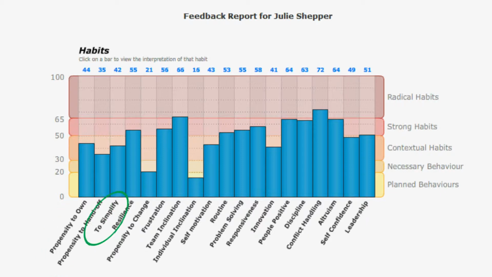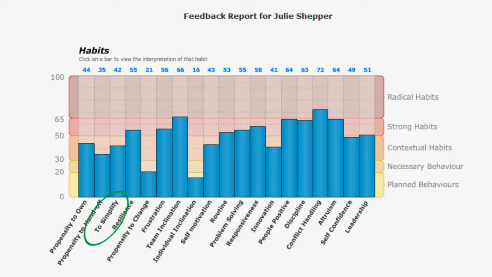To simplify maps whether the individual is able to break down complex challenges into smaller and simpler individual steps that can be more easily approached. Julie will apply this habit easily in day-to-day challenges, but she will find it more difficult to apply it to complex or extraordinary challenges.